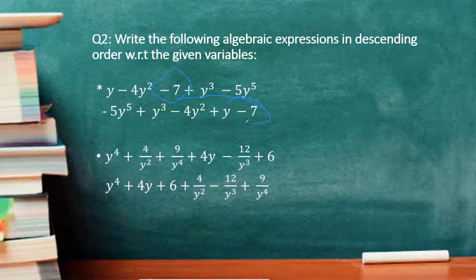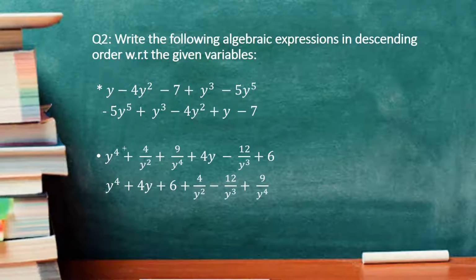Again, I'm telling you that whenever only the constant is there, that means the variable, y, is having the power 0. It's having the power 0. Clear, everybody? All clear? Now, the last example I am going to explain, then we are going to start the work.